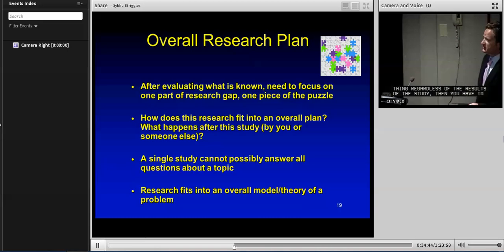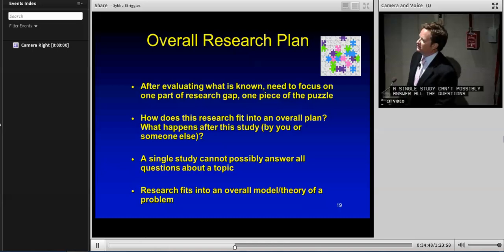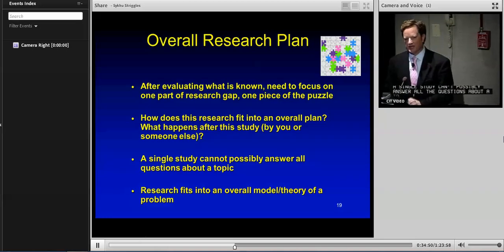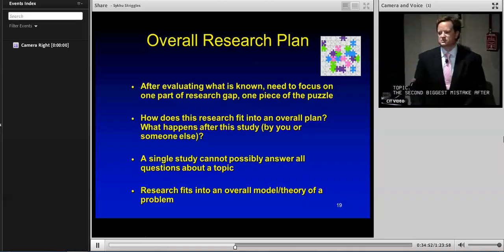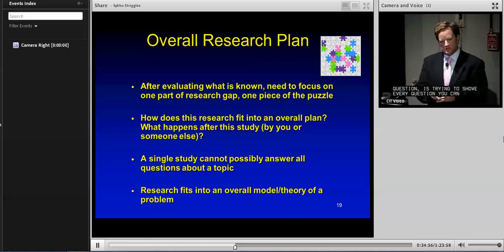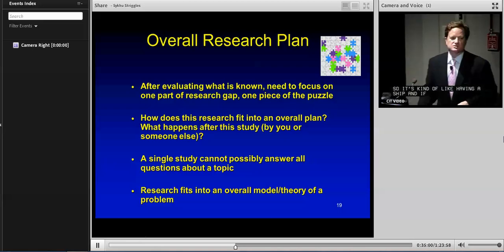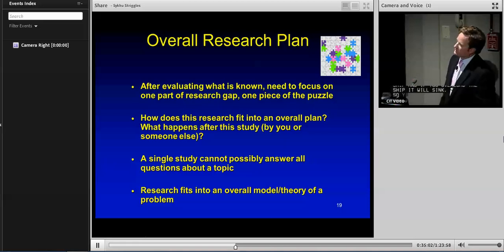But a single study can't possibly answer all the questions about a topic, and the second biggest mistake after not having a clear research question is trying to shove every question you can think of into a single study. So it's kind of like having a ship, and if you overload the ship, it's going to sink. So you really have to focus on the research questions that you can possibly answer within the given resources of a single study.